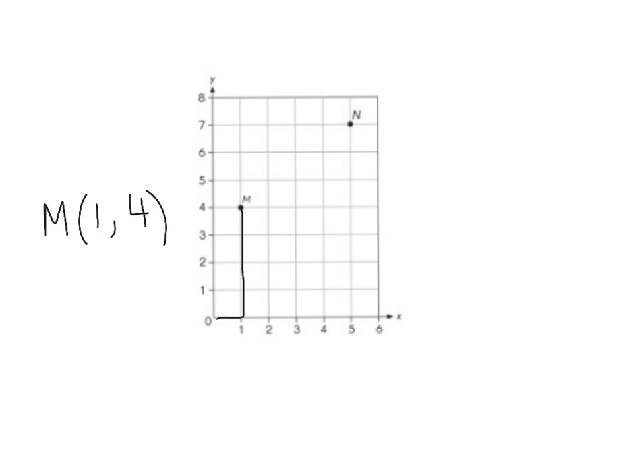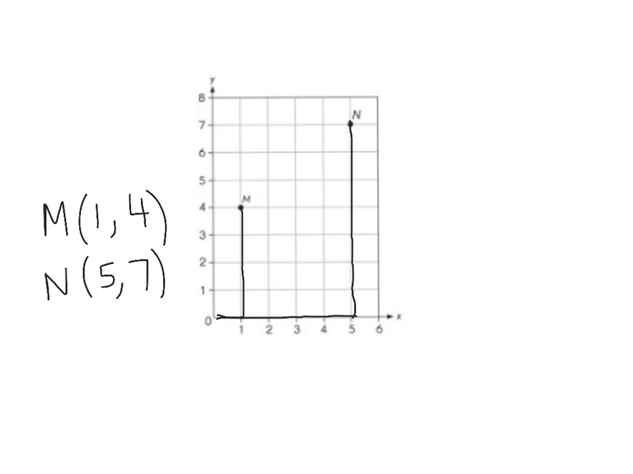Now let's take a look at point N. For point N, we go over 1, 2, 3, 4, 5 places, so our x-coordinate is going to be 5. And we go up 1, 2, 3, 4, 5, 6, 7, so our y-coordinate is going to be equal to 7.